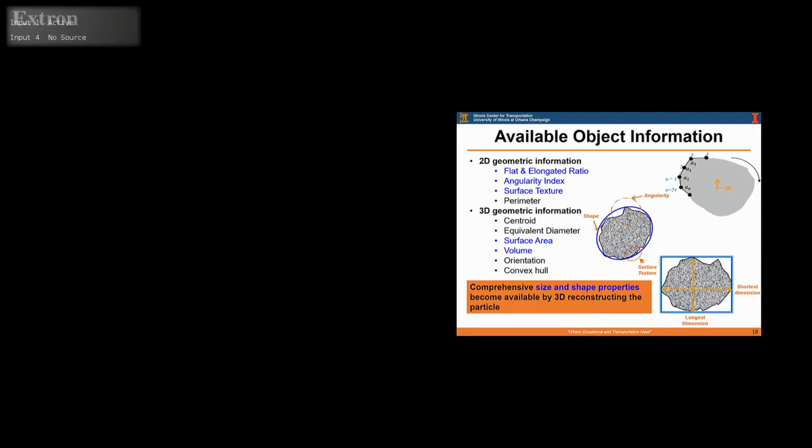Compared with the image analyzer, which works in 2D, the information we have now is a superset of the 2D information, because on top of the flat and elongation ratio, angularity, and surface texture, we now also have its centroid, equivalent diameter, surface area, volume, etc.